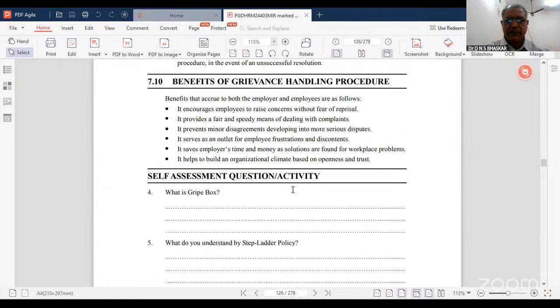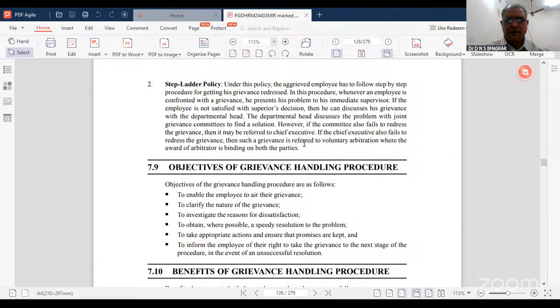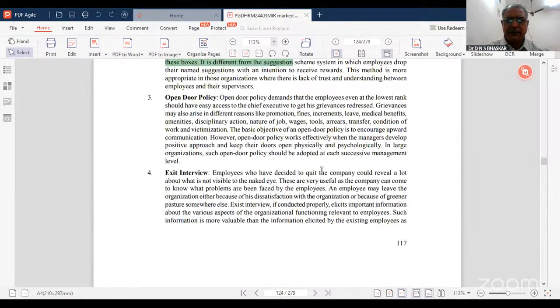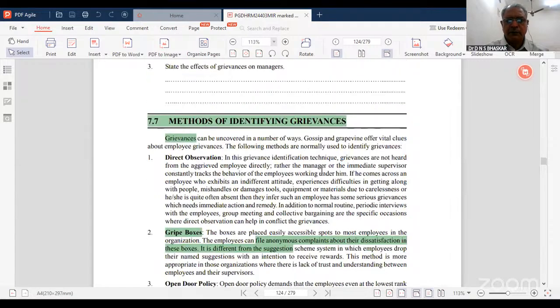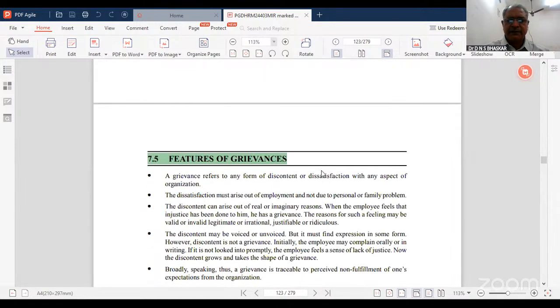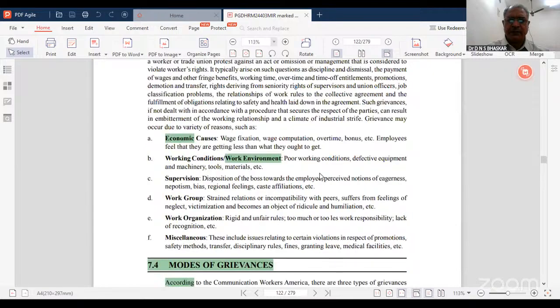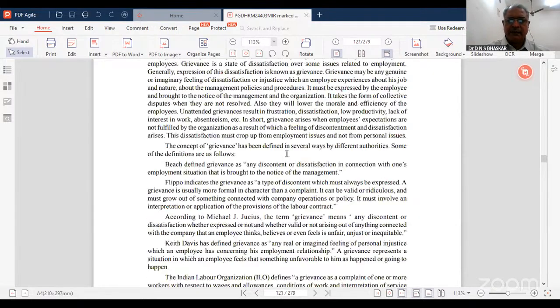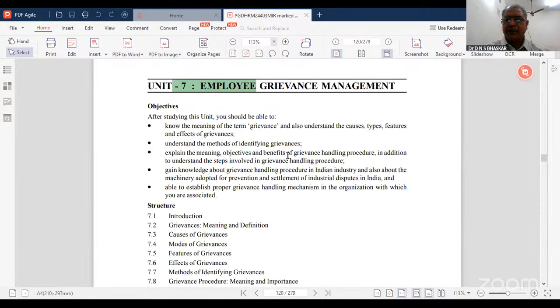So, steps in this process and all. The grievance procedure, we have discussed how to identify what exactly the meaning of grievance is, what the causes of grievance are, what the effects of the grievance are, what the modes of grievance are, and what the impact of grievance is. This concept we discussed in the previous class.